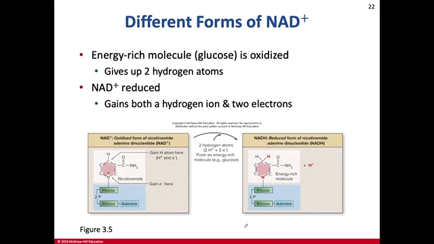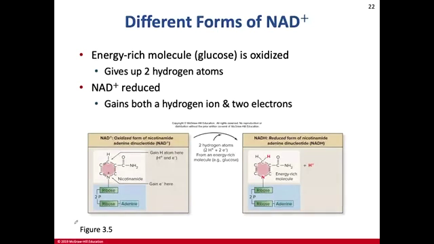Different forms of NAD are shown here. The energy-rich molecule glucose can be used to produce NADH by giving up electrons and a proton, and it has to do that in two rounds. We generate two molecules of NADH from two molecules of NAD, two sets of electrons and two protons, and the result is a high energy NADH molecule.